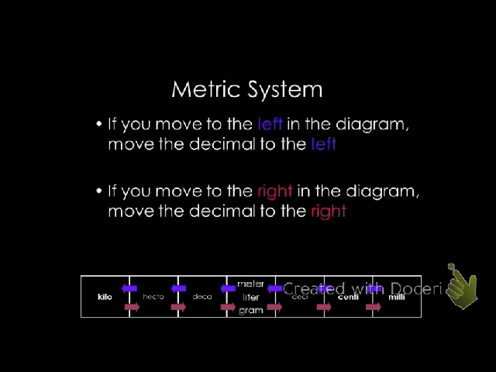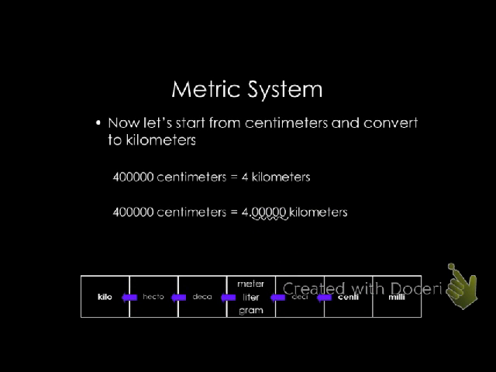Now, again, with the metric system, if we move to the left in the metric scale or in the diagram, you move your decimal point to the left for each step that you take. And conversely, if you move to the right in the diagram, you would do the same thing, move the decimal point to the right. So let's imagine we have kilometers. If we wanted to determine the number of kilometers from a set of centimeters, we would move our decimal point 1, 2, 3, 4, 5 times to the left.